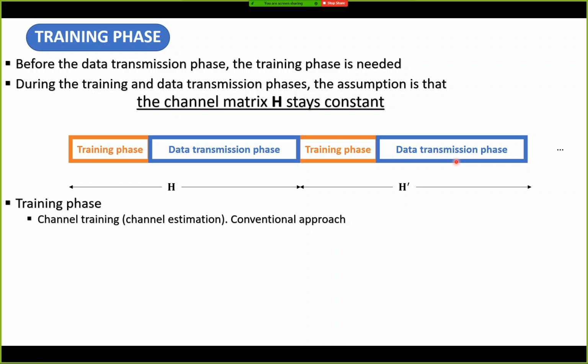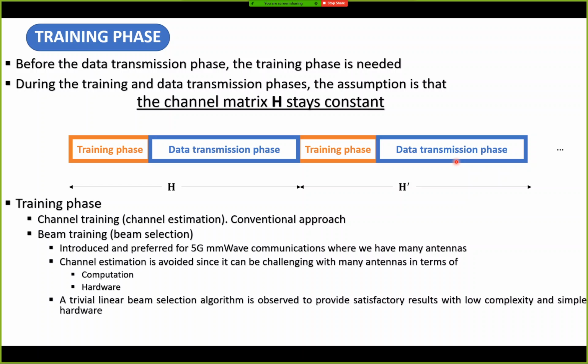Again, the training phase has two options: either channel training or beam selection, beam training. Channel training is the conventional approach. It has been there from the beginning, but beam training is introduced and preferred for 5G mmWave networks. In this case, we have many antennas, so channel estimation can be avoided because it can be challenging with many antennas in terms of computation complexity and hardware.